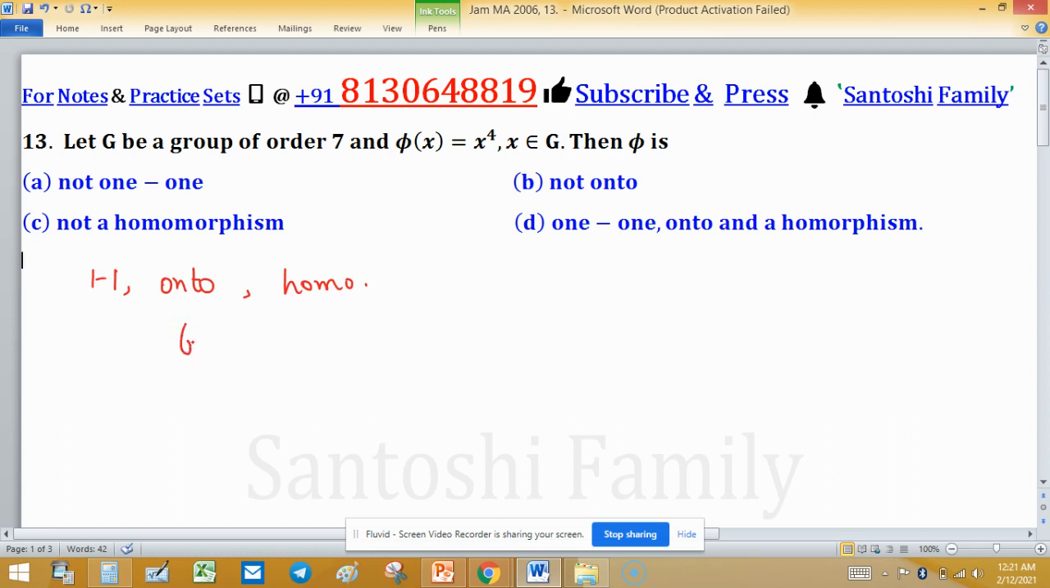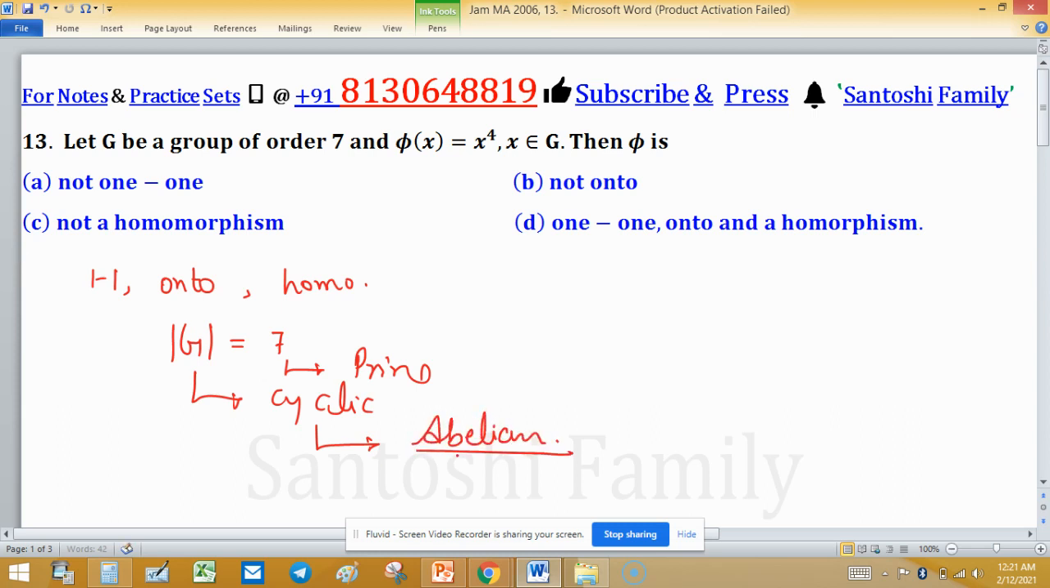The given condition is that G is a group and the order of G is 7, and 7 is a prime number. We know that a group of prime order is always cyclic. This is a theorem. And every cyclic group is abelian. Indirectly, the property of a commutative group is given. We need to check 1-1, onto and homomorphism. First, what is the information given? G is cyclic and the order of G is 7.